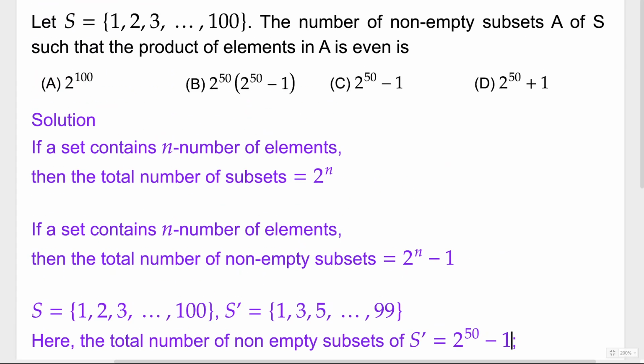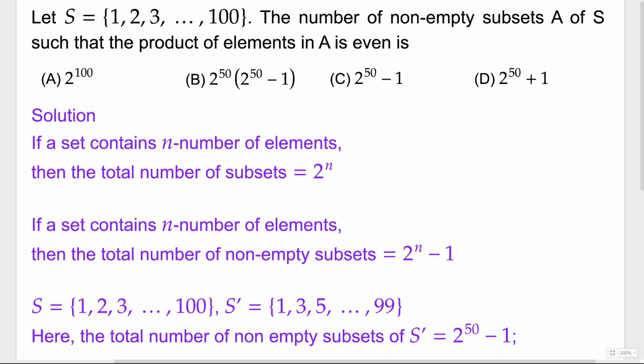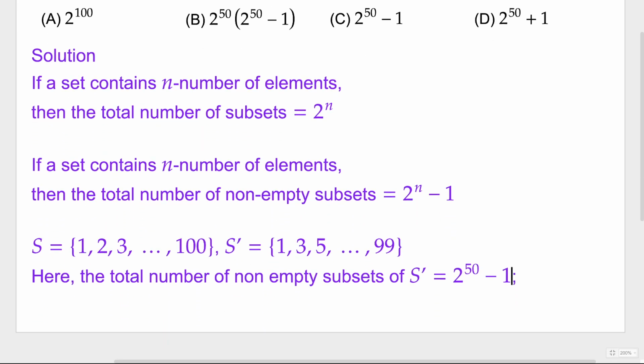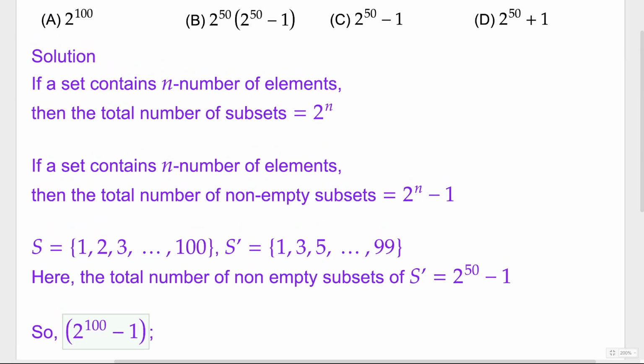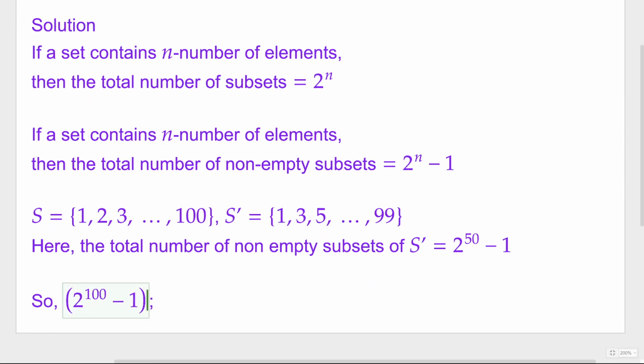So in that case, the final answer. The query is that the product of elements in this set A is even. With regard to this problem statement, we can say that 2 power 100 minus 1 represents the total number of non-empty subsets. Now from this, I'll remove this particular value, right? After removal of this particular data element, this becomes 2 power 100 minus 2 power 50.